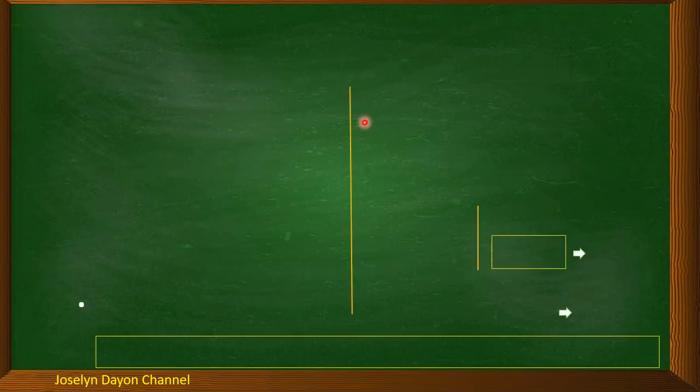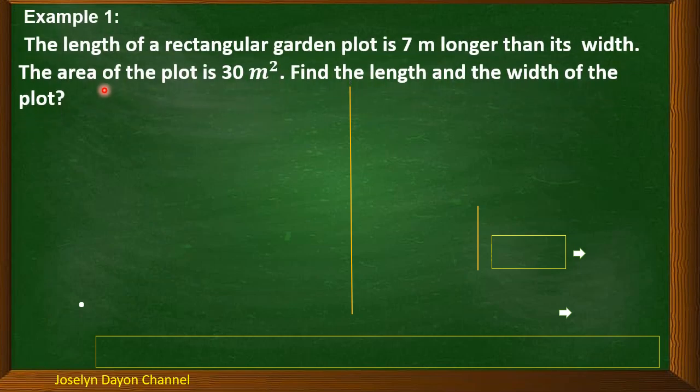Okay, let's consider the first problem. The length of a rectangular garden plot is 7 meters longer than its width. The area of the plot is 30 square meters. Find the length and the width of the plot. So of course, part of solving a problem is we have to read and understand the problem. Now we are going to represent the value of the unknown by a certain variable.